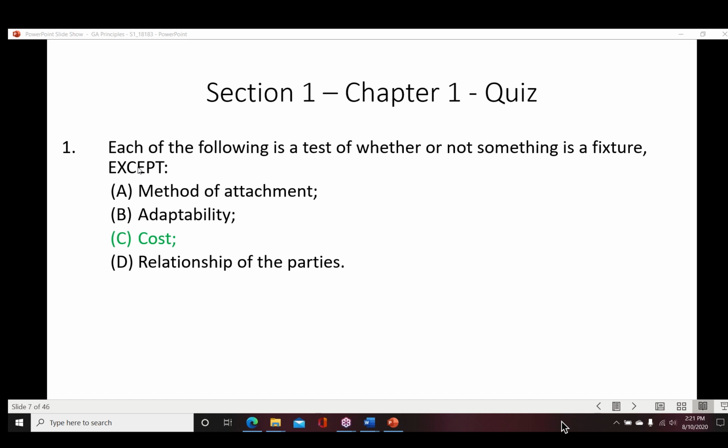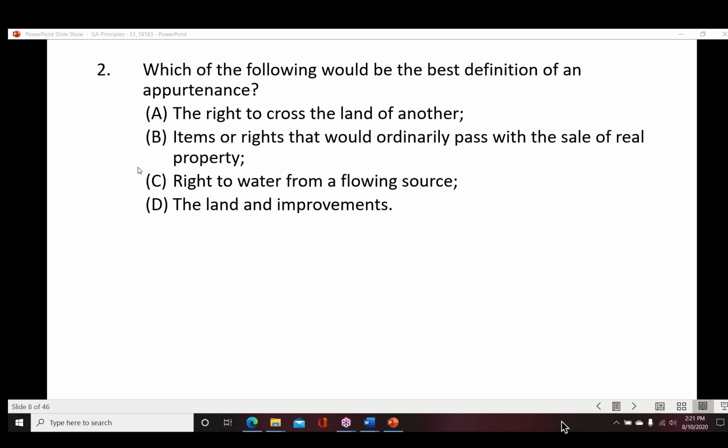Answer C. Number 2, which this one I actually do want you to do real fast without me telling you. So I'll give you about 10 seconds to do it.